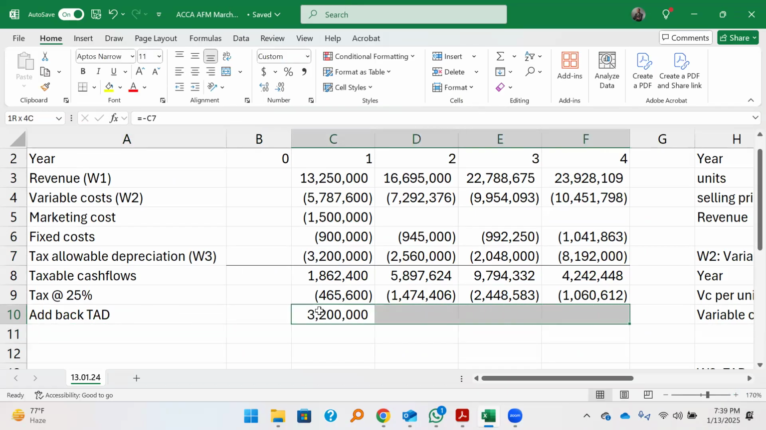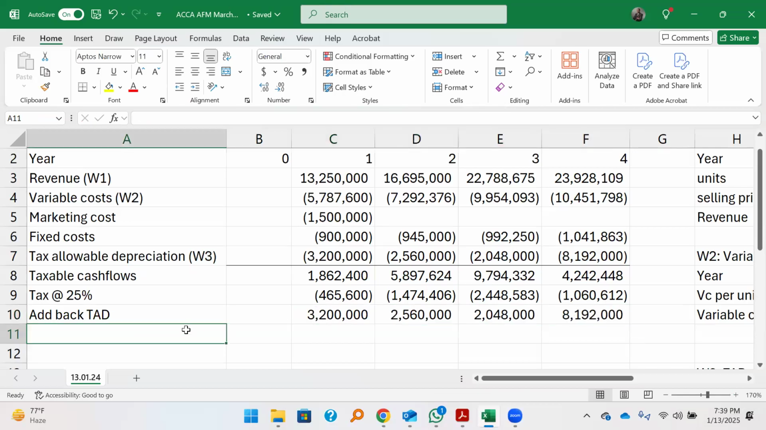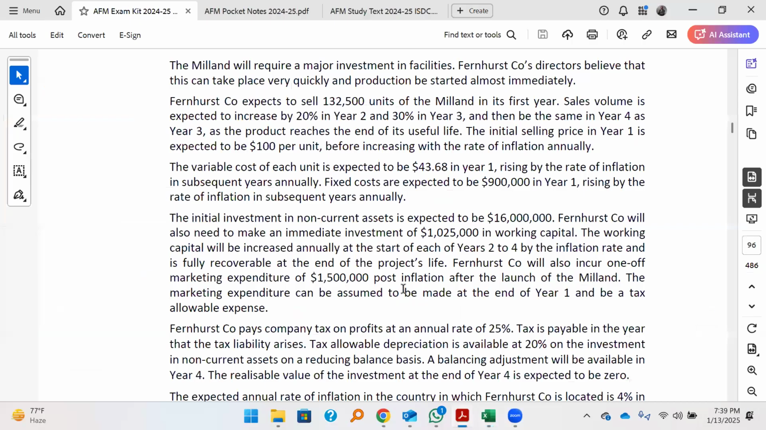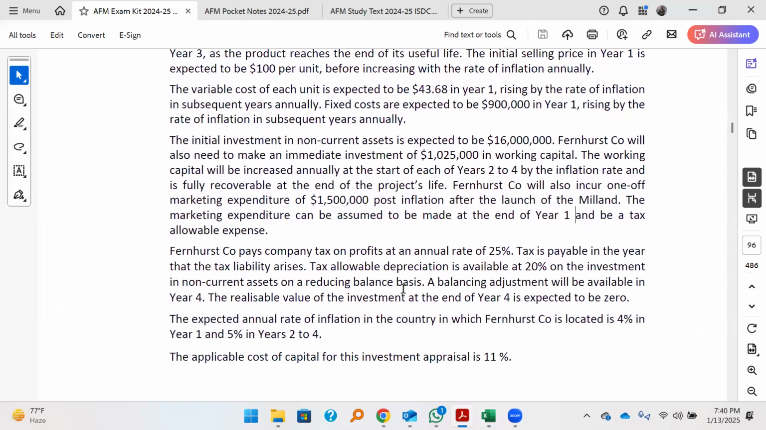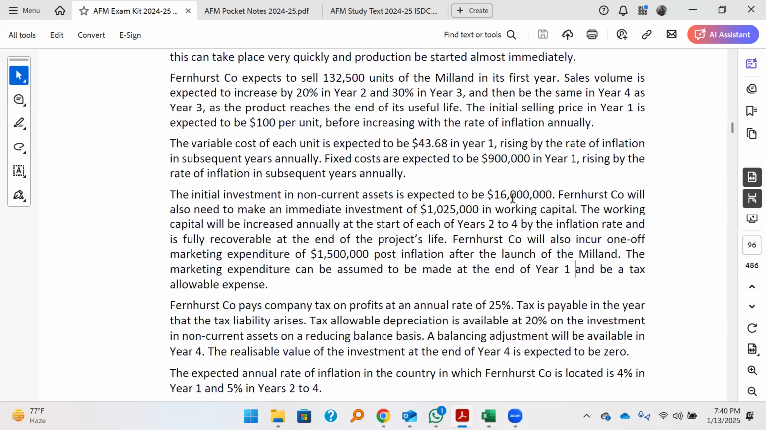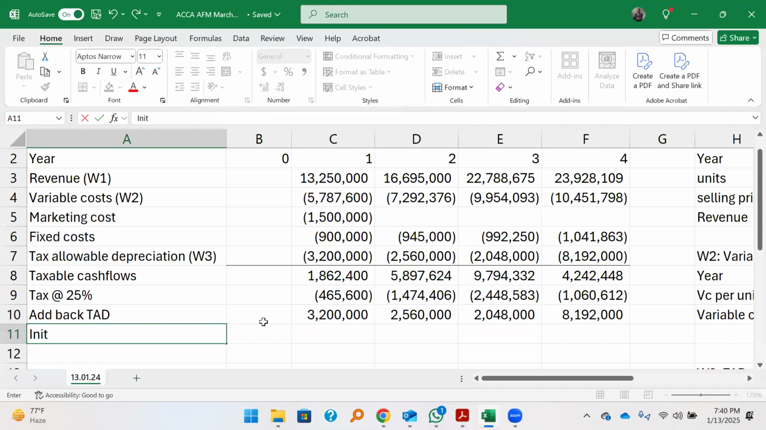So after bringing it back, then you can now go and look at other cash flows that do not have effects from tax. And we can see they have told us that initial investment is 16 million. So here we can put initial investment. Usually they start with working capital, which needs the working.